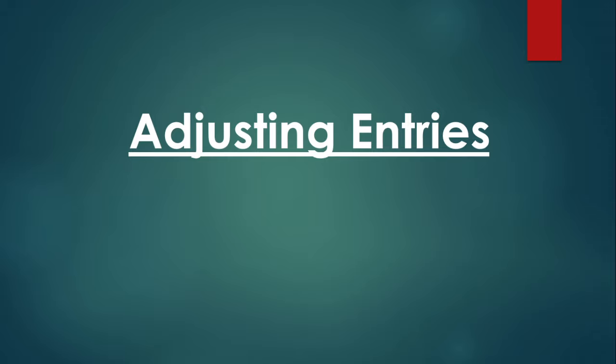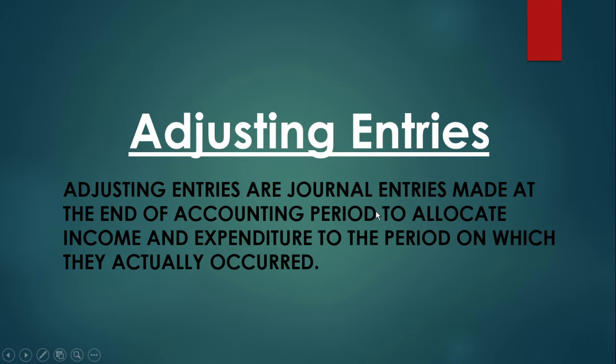Hi guys, our topic for today is adjusting entries. Adjusting entries are journal entries made at the end of an accounting period to allocate income and expenditures to the period in which they actually occur.